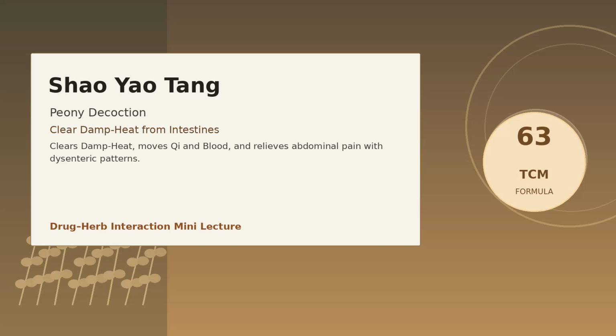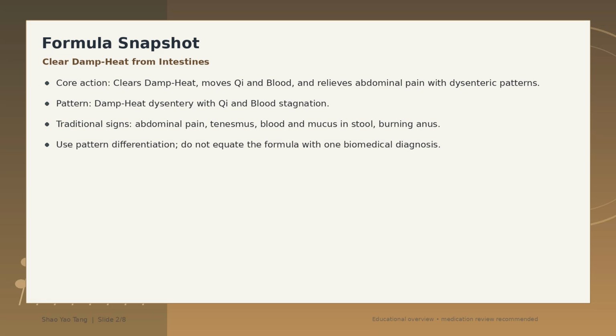It is an educational overview, not an instruction to self-prescribe. Start with the pattern rather than the disease label. The traditional target pattern is damp heat dysentery with qi and blood stagnation. Typical clues include abdominal pain, tenesmus, blood and mucus in stool, burning anus, fever, wiry rapid pulse.